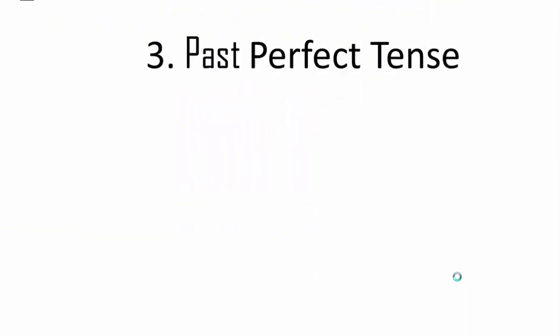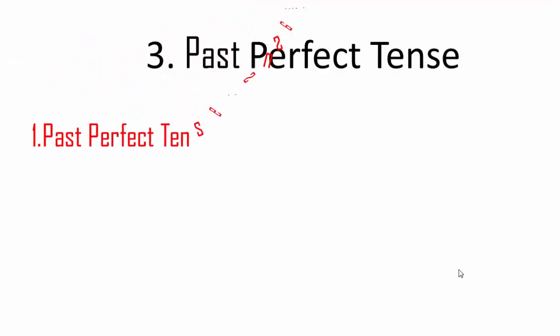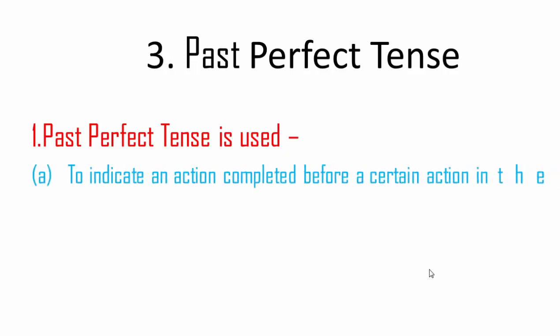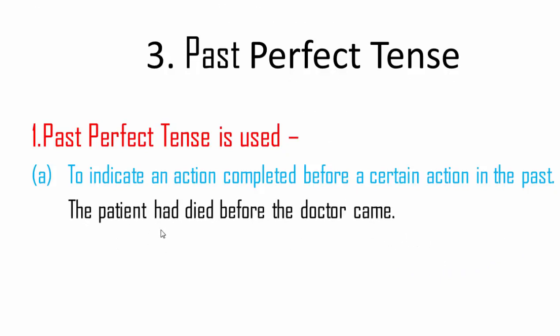Next, past perfect tense. What is past perfect tense? Okay, we can see it in example. Past perfect tense is used to indicate an action completed before a certain action in the past. The patient had died before the doctor came. The doctor came was held in the past, and the patient had died was held before the doctor came. So this is the past perfect tense, held before a certain action in the past.